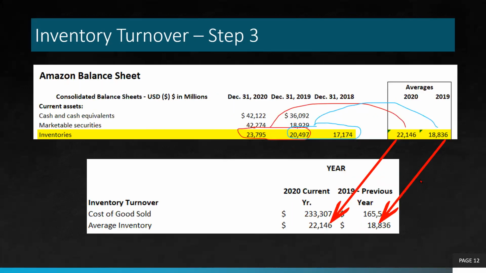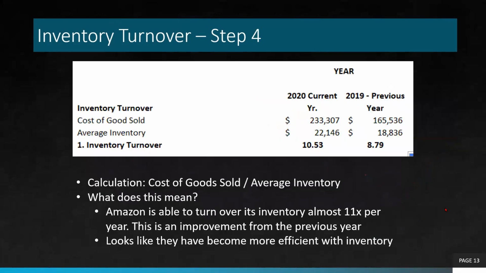Now for average inventory, I need 3 years worth of data. So for the average inventory for 2020, I'm taking 23,795 plus 2497, and I'm averaging that, dividing it by 2, or you can use the Excel function equals average. For the 2019 number, I'm taking 2019 plus 2018 divided by 2, which gives me 18,836. And these are the numbers that you see here at the bottom of the screen.